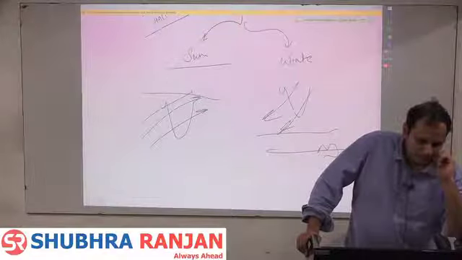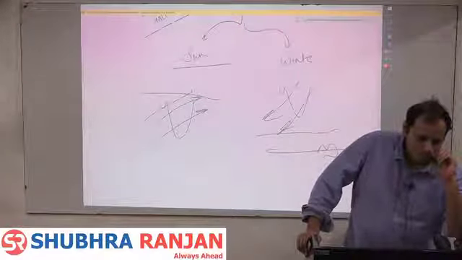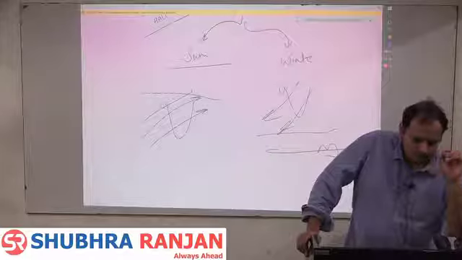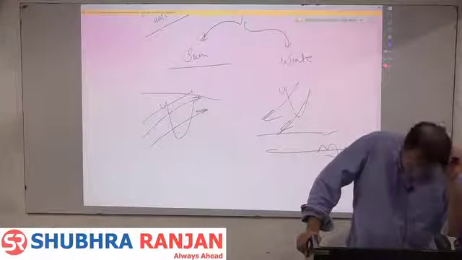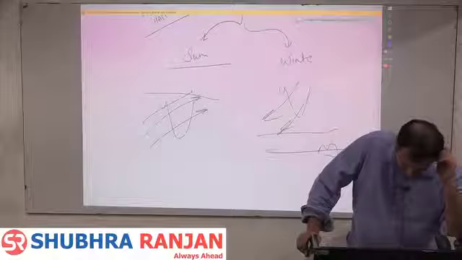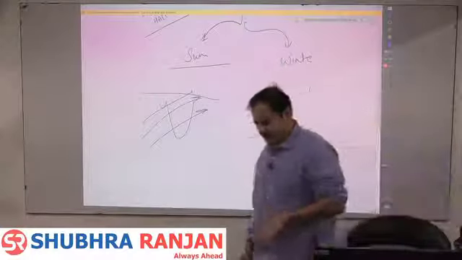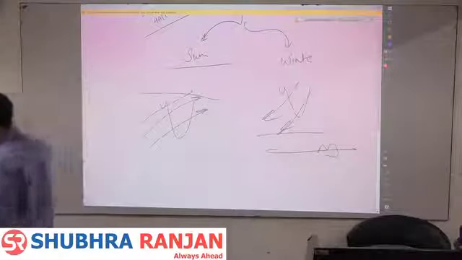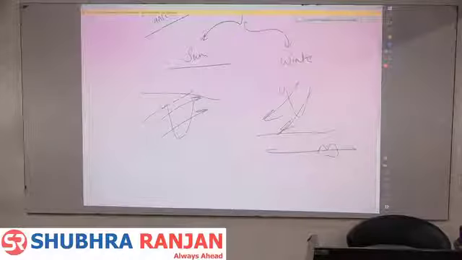Next point. Arabian Sea and Bay of Bengal have comparatively higher pressure.